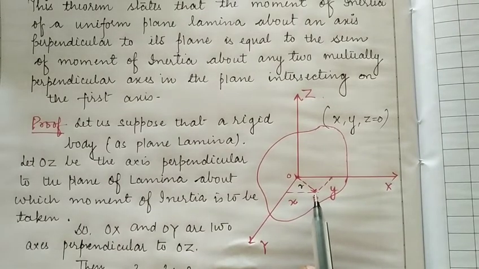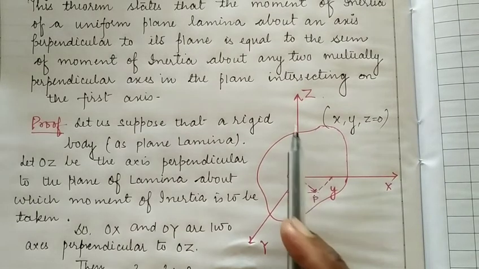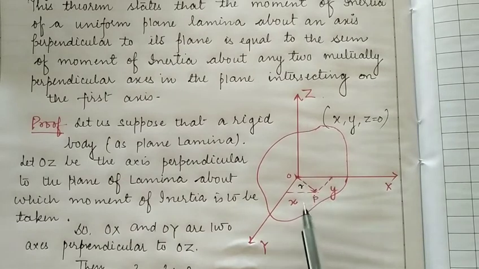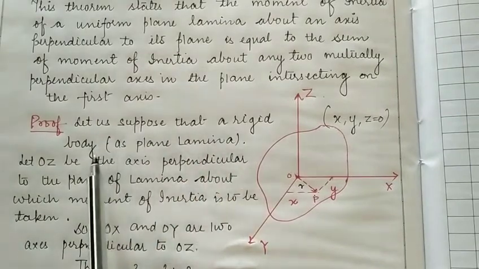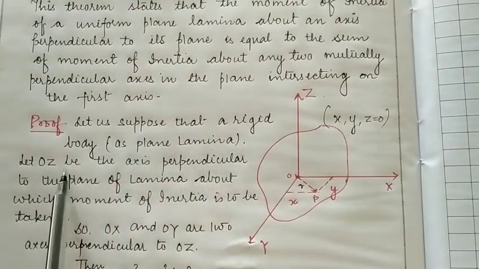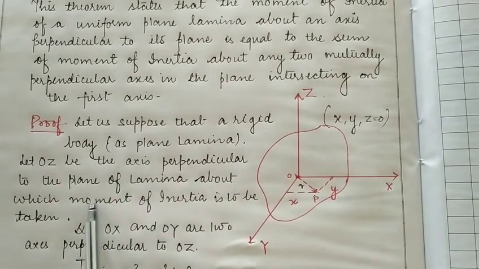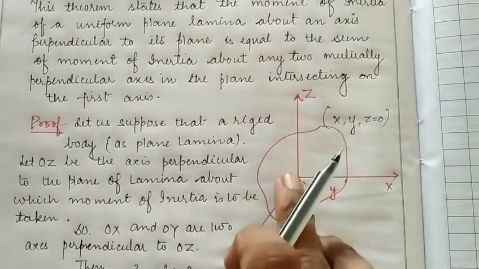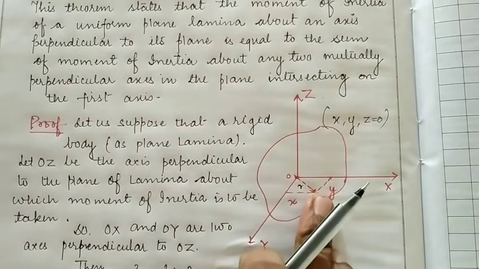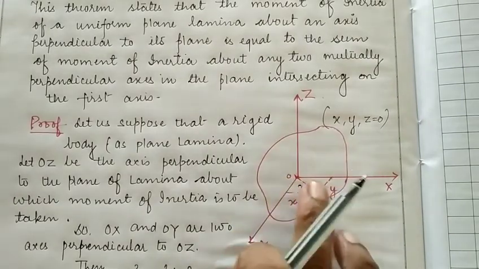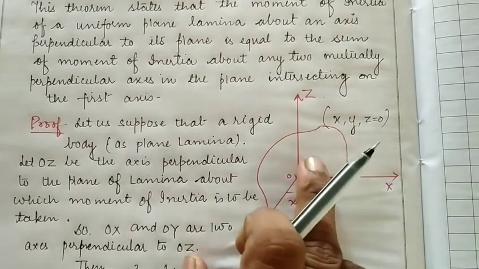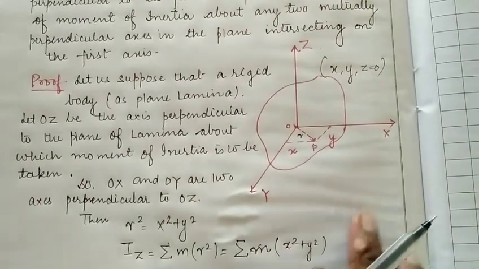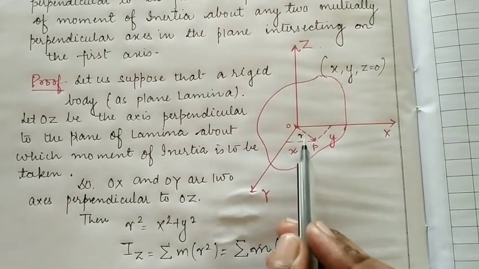In order to calculate the moment of inertia of this plane lamina about a perpendicular axis, here the axis perpendicular to this lamina is the z axis. Let us suppose that OZ is the axis which is perpendicular to the lamina. Here the OZ axis is perpendicular to the plane of the lamina. You can see here OX and OY are the two axes which are perpendicular to OZ. Also we know that this distance OP is equal to R.